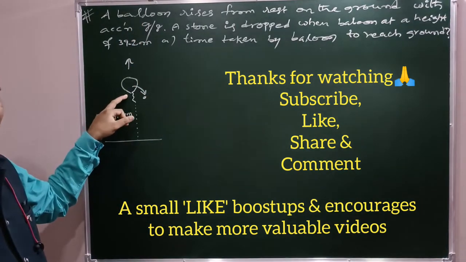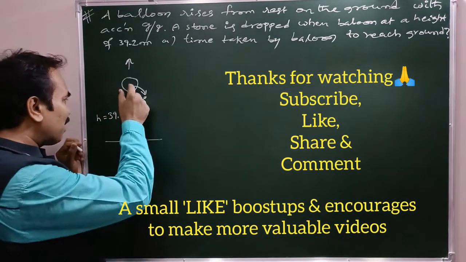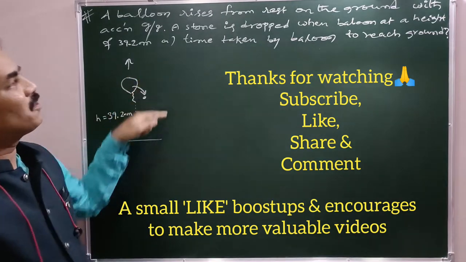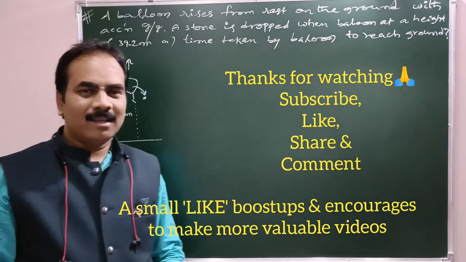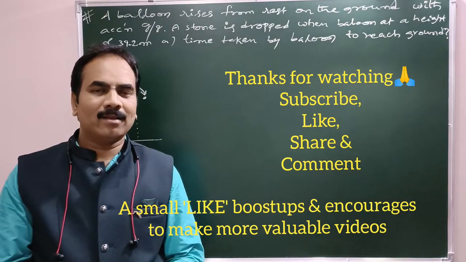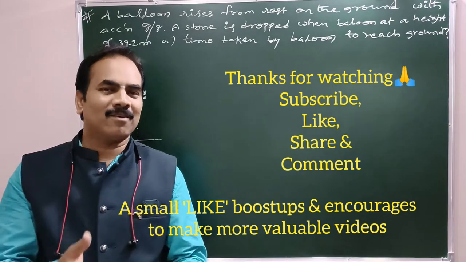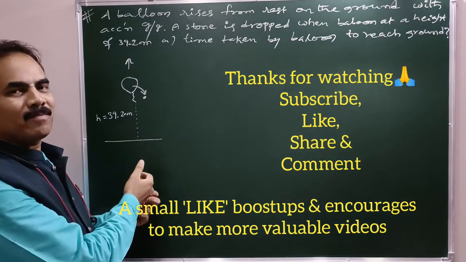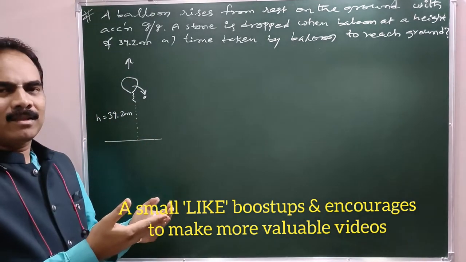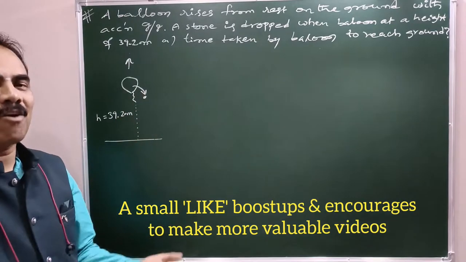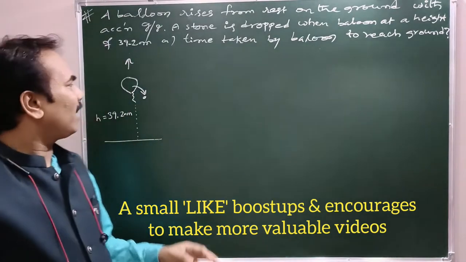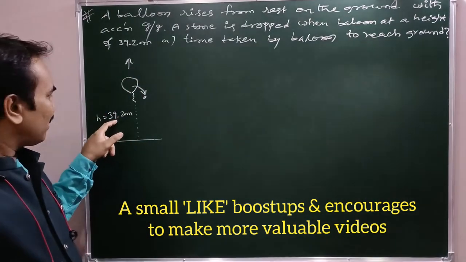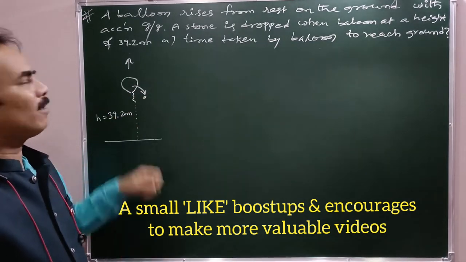Now, what is the initial velocity of the balloon? When the string was cut, initially the balloon was tied to the ground, so it goes up with zero initial velocity. Usually, if you want to send a body up, we give some velocity to that object, but here we are not giving any initial velocity, and still it goes up because it is a very light object. So when it is at a height of 39.2 meters, one stone was dropped from the balloon.